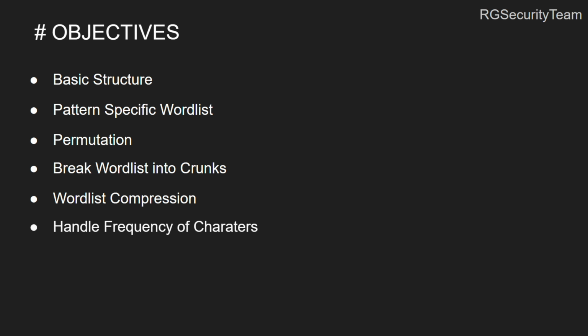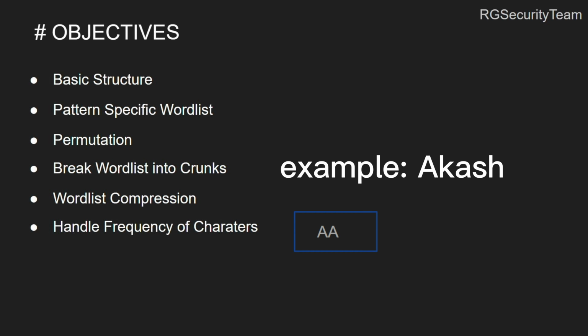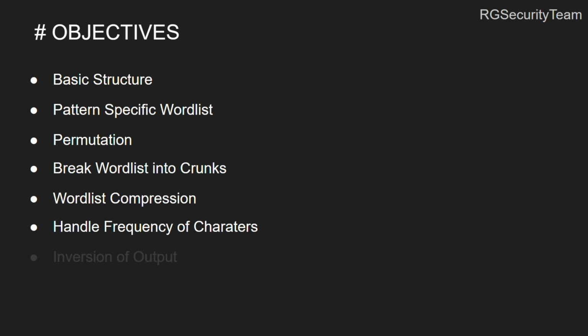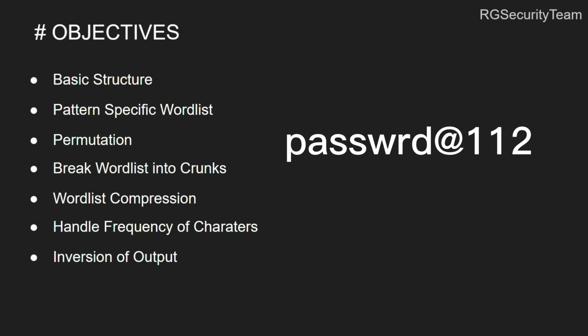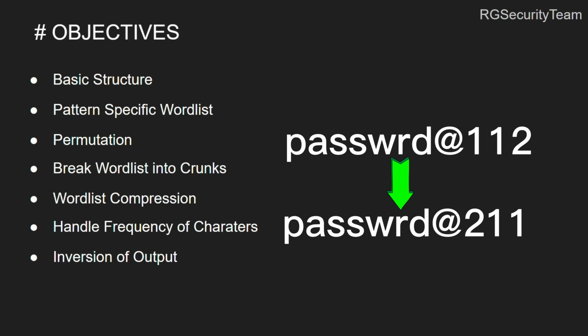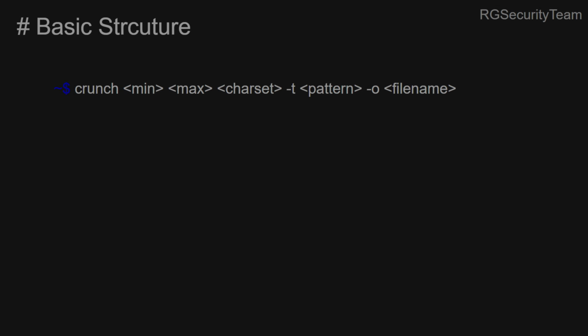Then we will see how to handle the frequency of the character. Suppose you have a specific target, and you know that his name has 2 A's in it, so you will create a word list where there will be 2 A's. There is no need for A to appear 3 to 4 times, so we can control this too. Then we will see how to invert the word list output that we get. For example, if my password is something like this, then after inversion, it will become like this. So we will see all this in today's video.